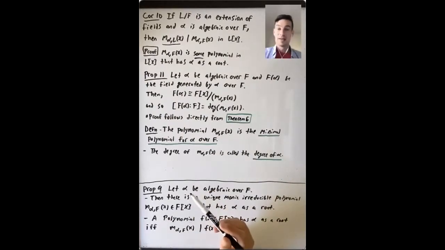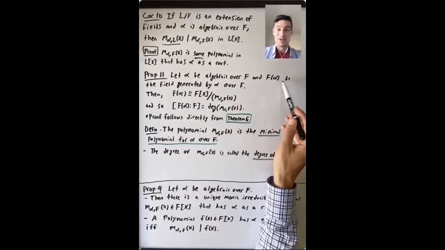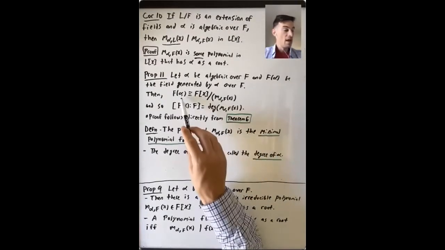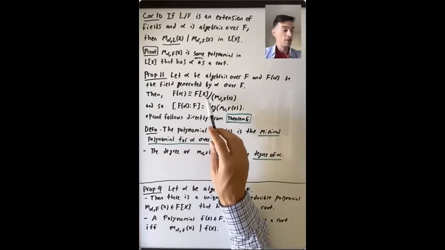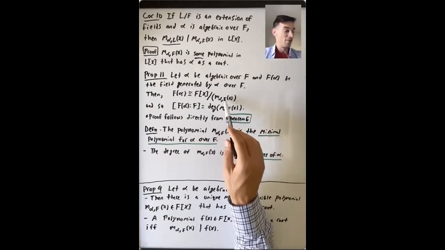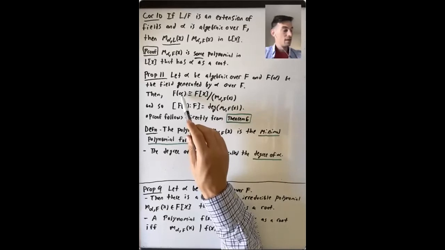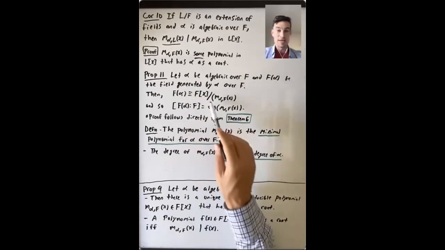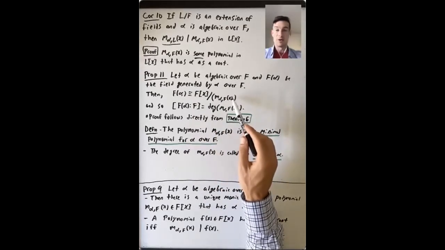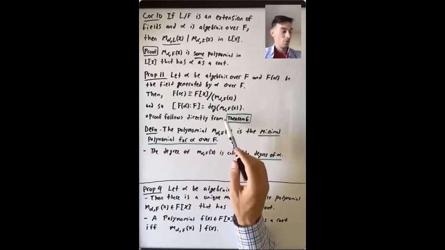It says, let alpha be algebraic over F, and F adjoint alpha, this is the notation for this field, generated by alpha over F. Then F adjoint alpha is isomorphic to the quotient of F bracket x by the ideal generated by this M alpha F of x. And so the degree of this field extension is the same as the degree of this field extension, which is the degree of this polynomial. And what is the proof here?